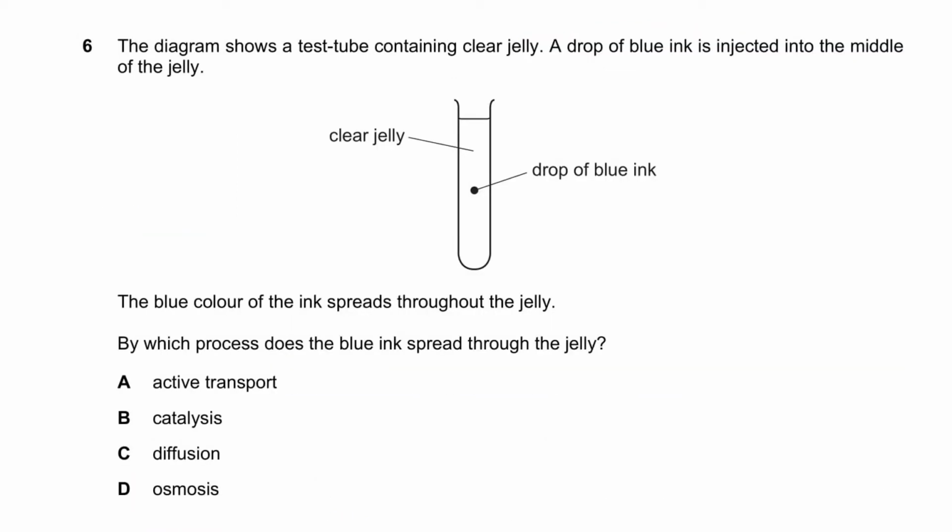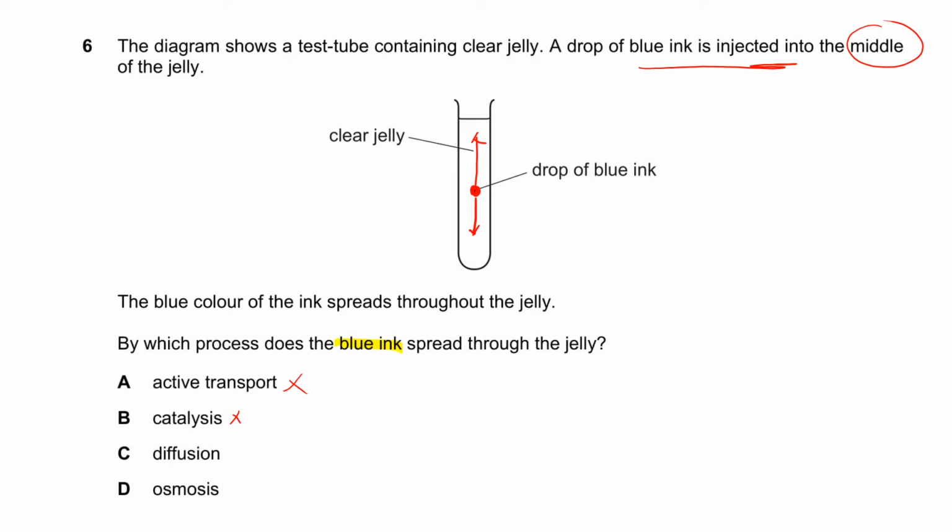Question 6 says the diagram shows a test tube containing clear jelly. A drop of blue ink is injected into the middle of the jelly. The blue color of the ink spreads throughout the jelly. By which process does the blue ink spread through the jelly? It's not active transport because it's moving from an area of higher concentration where the blue ink is injected, which is the middle, to an area of lower concentration where there's no blue ink.